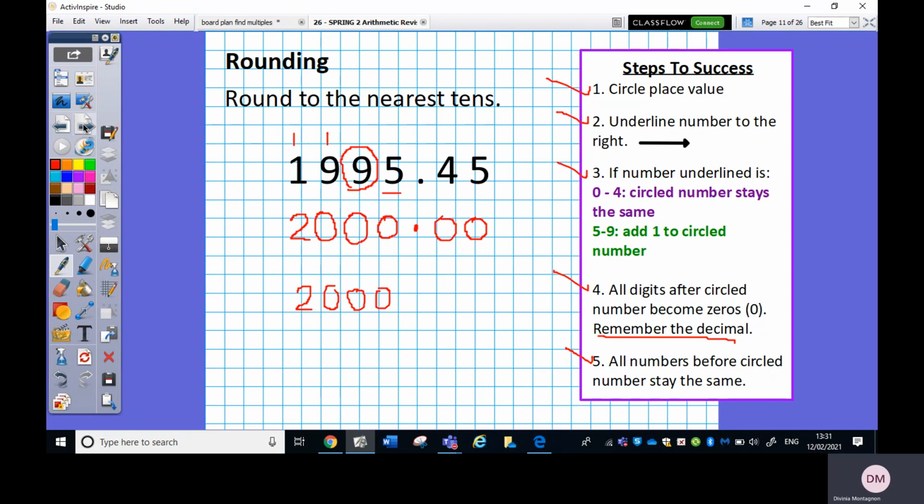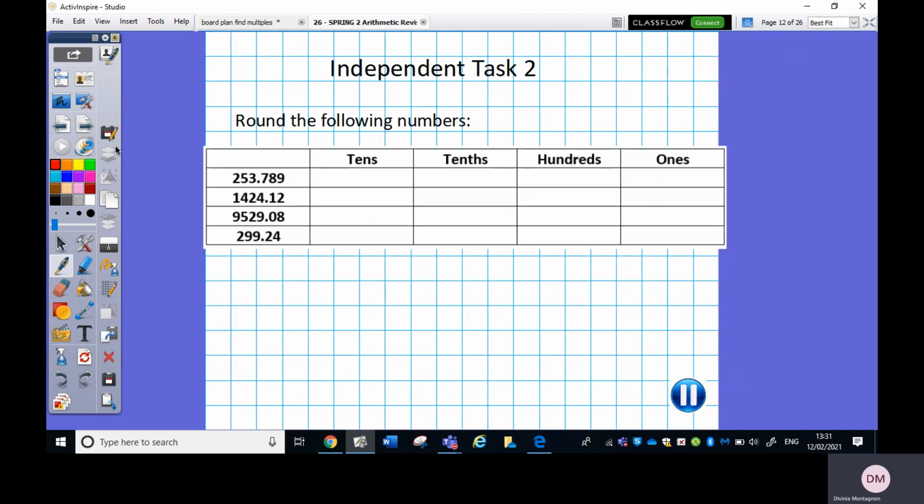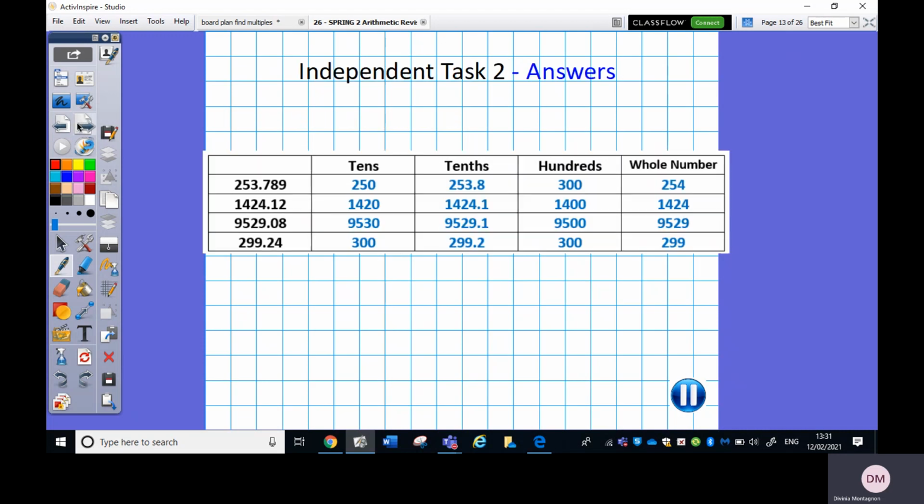If you need some help, just rewind the video to watch bits that you might need. Can you please complete this grid, rounding to the nearest tens, tenths, hundreds and ones. When you've finished, please unpause and we'll go through the answers.